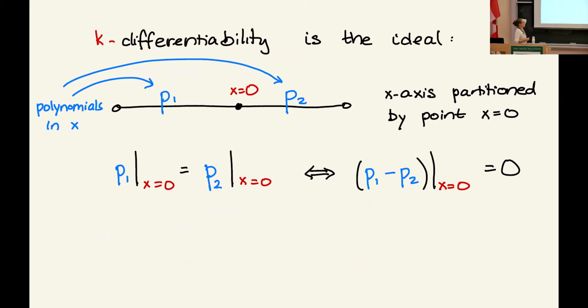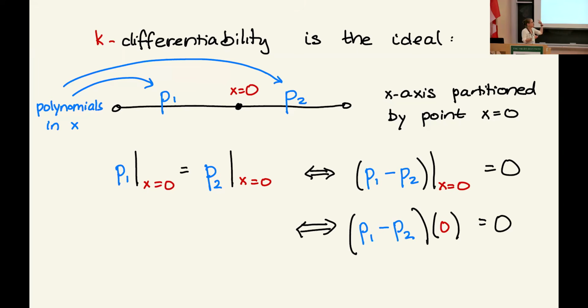So that condition, the K differentiability condition, is determining which ideal you are looking at. Let me say a couple words. Here I've got the x-axis partitioned by the point x equals 0. So these are single variable polynomials. I've got 2 of them. If they agree at the point x equals 0, that's true if and only if their difference restricted to the origin is 0, if and only if you plug in 0, the difference is 0, which is to say, if and only if their difference is sitting inside of the ideal generated by x.